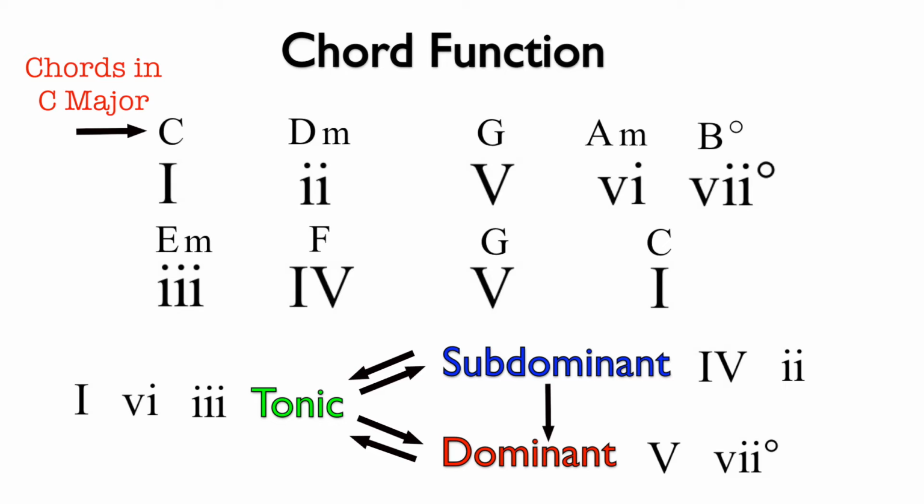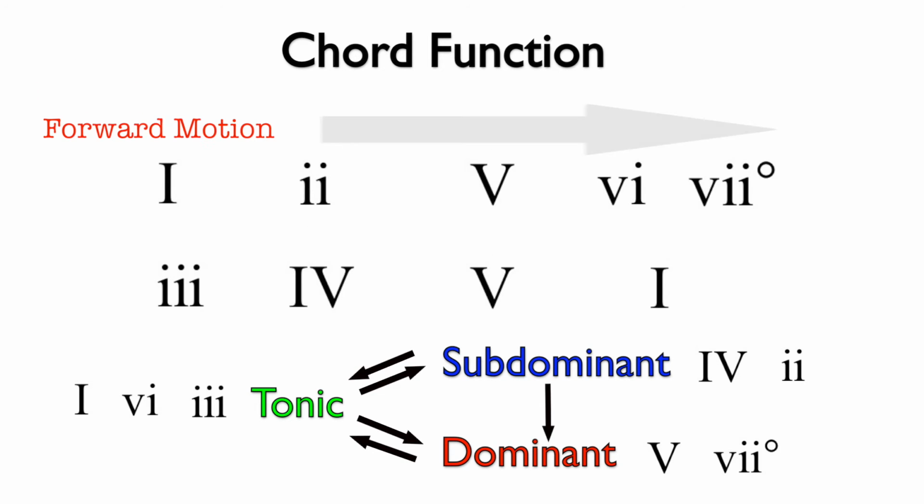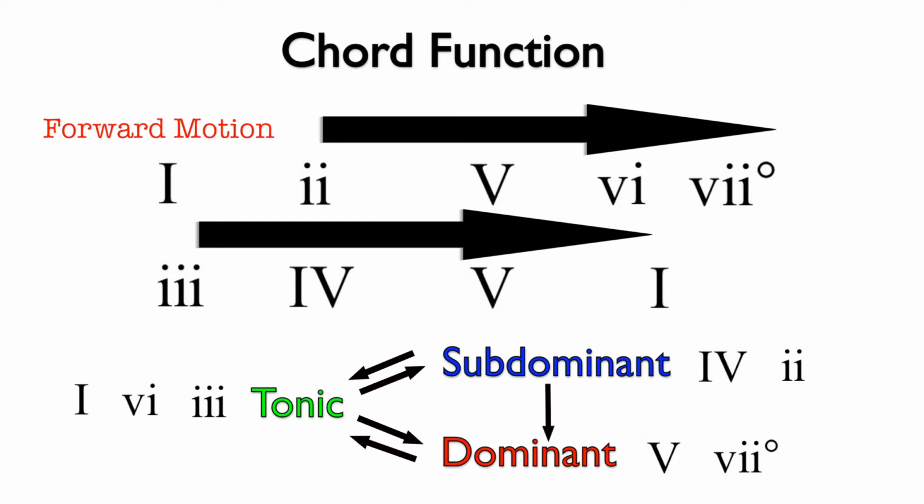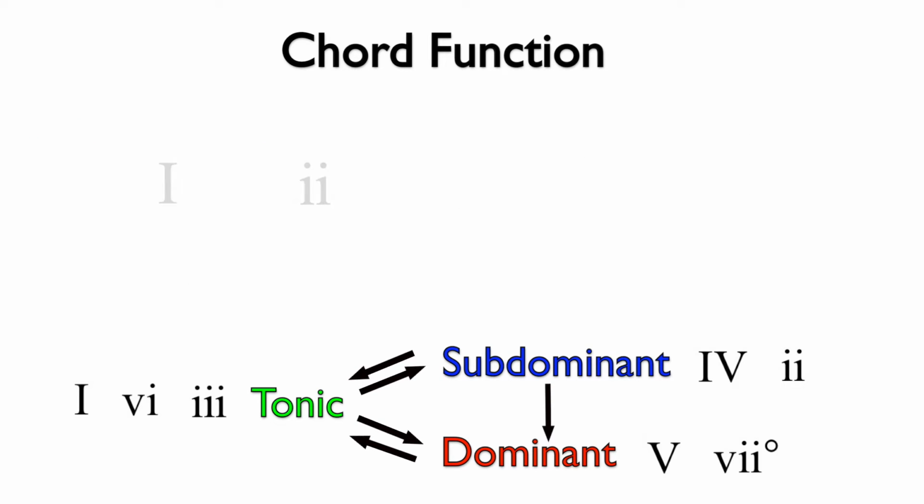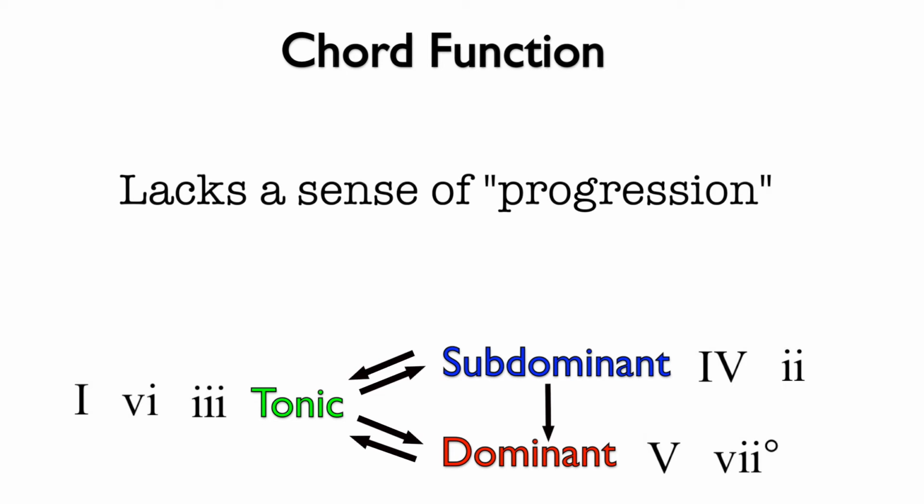Note again that by changing categories and following the principles of chord function, we can create progressions that have forward motion back to 1. If a series of chords stays in one category for a prolonged period of time, it does not have a sense of progression or forward motion.